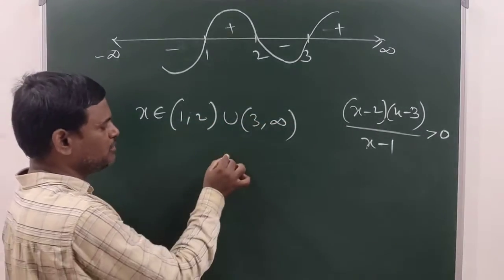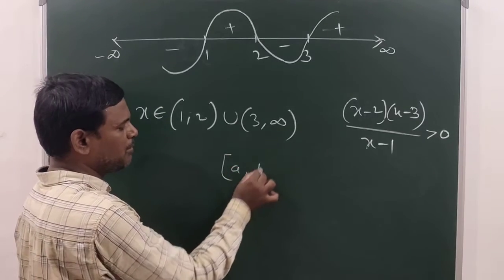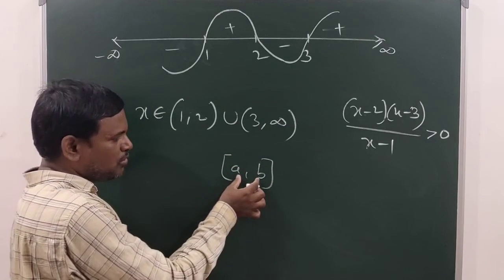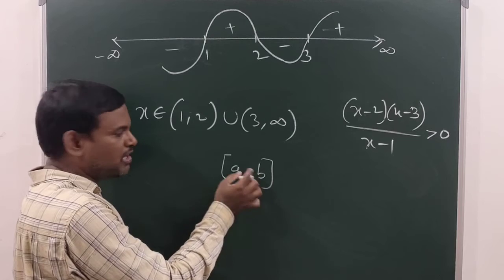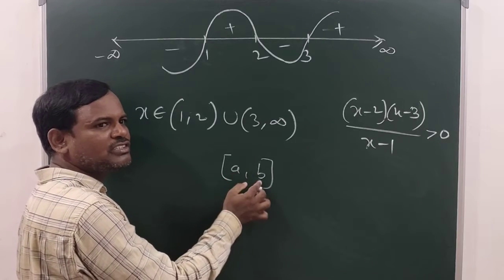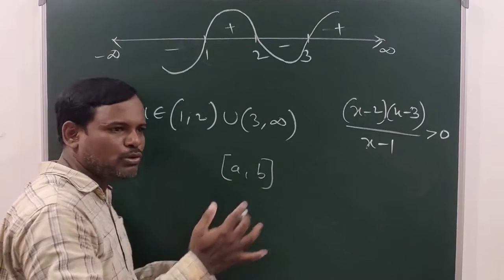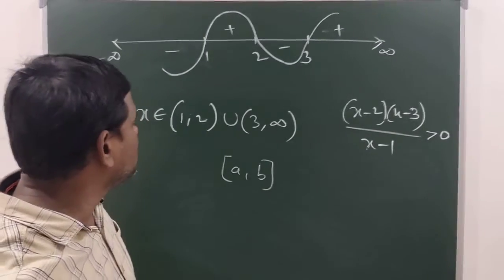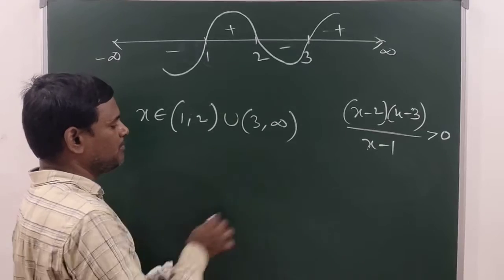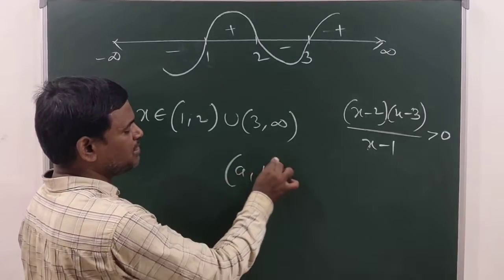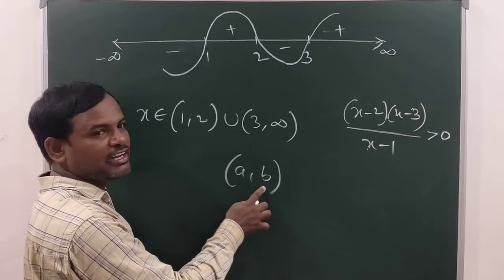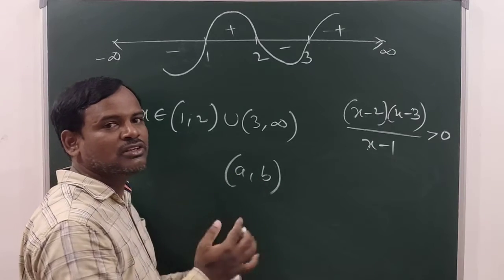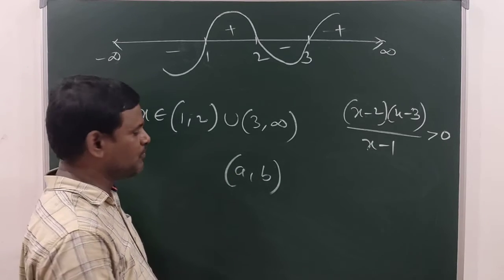You know the meaning of these brackets. Closed interval of a comma b represents the values lying between a and b, in which the extreme values a and b are also included. You know the meaning of open interval of a comma b: it represents values lying between a and b, and these extreme values a and b should not be included.